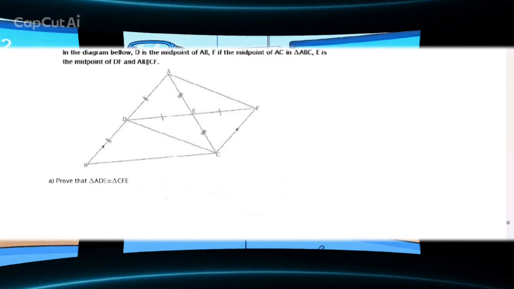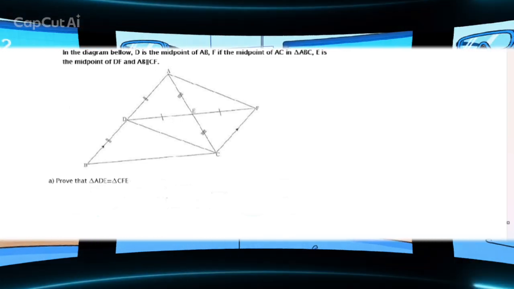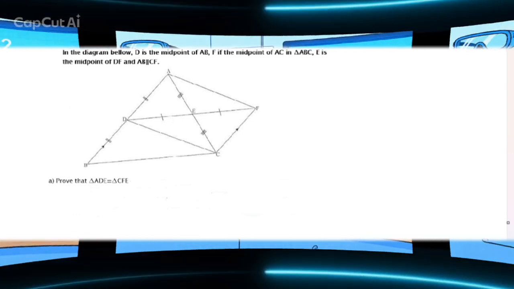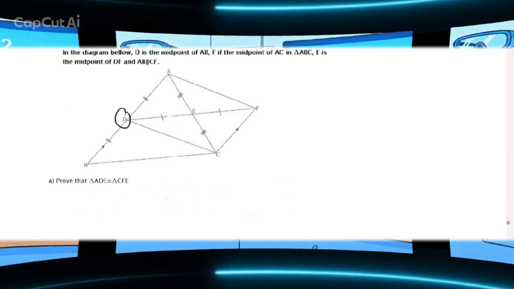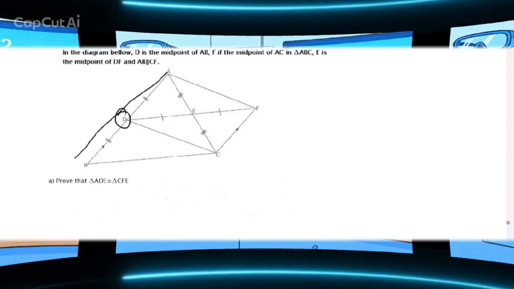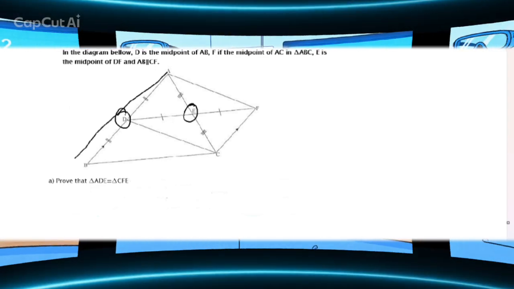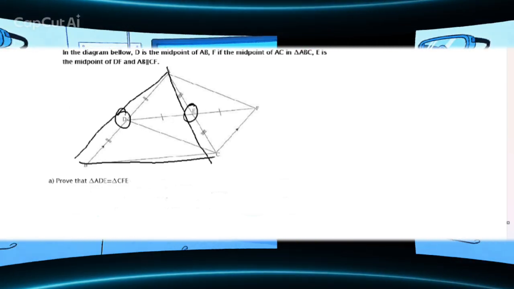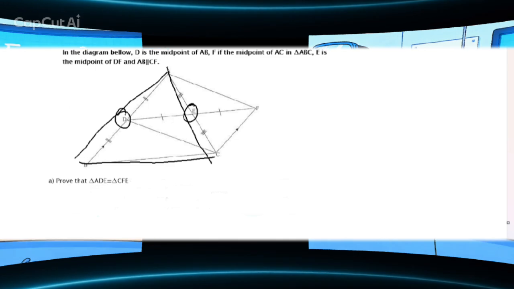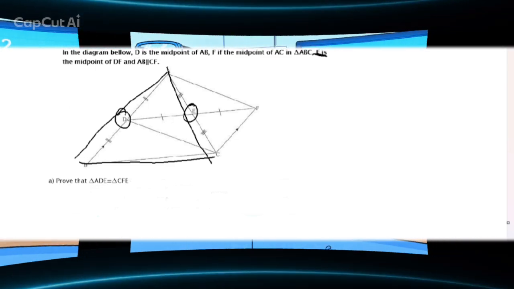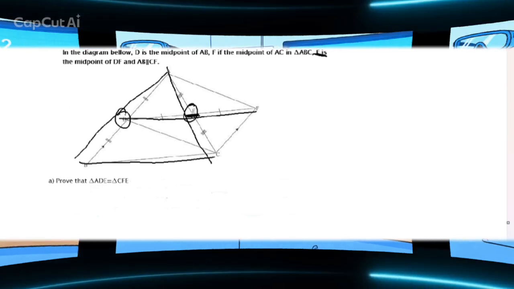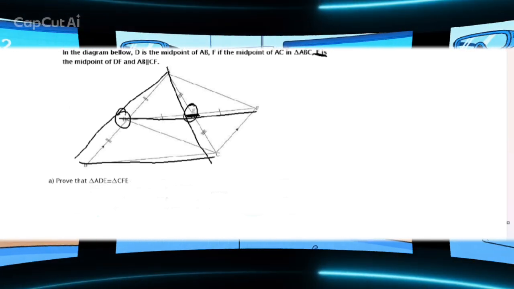So we can see that from here, D is the midpoint of AB, and F is the midpoint of AC in this triangle, triangle ABC. And then we can also see that this E here is also the midpoint of DF. And also we are given that AB is parallel to CF. So now, let's look at this first question.